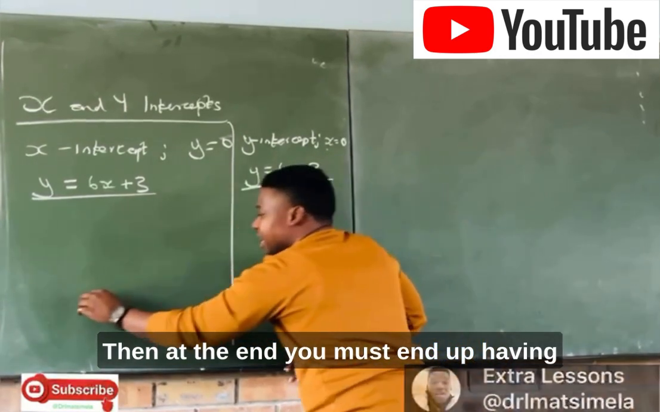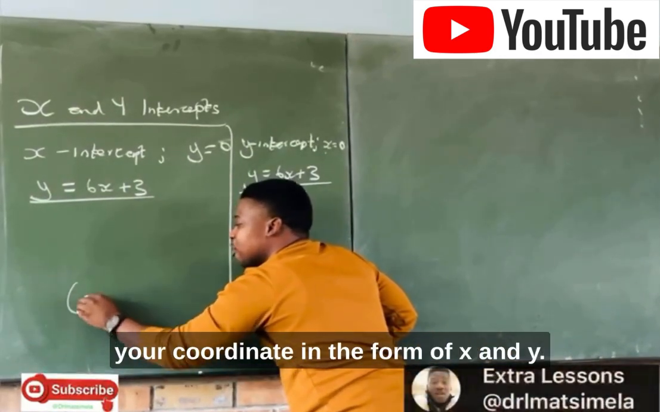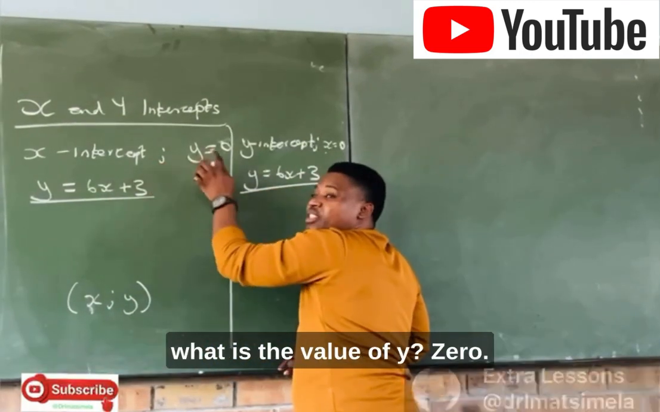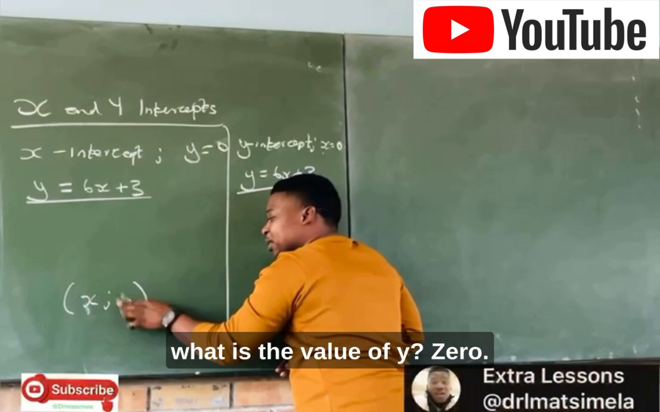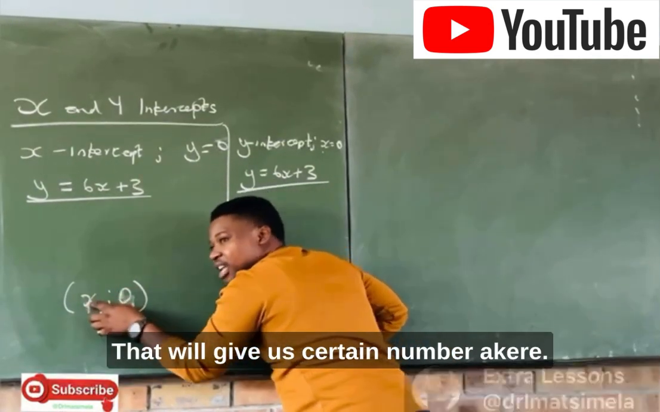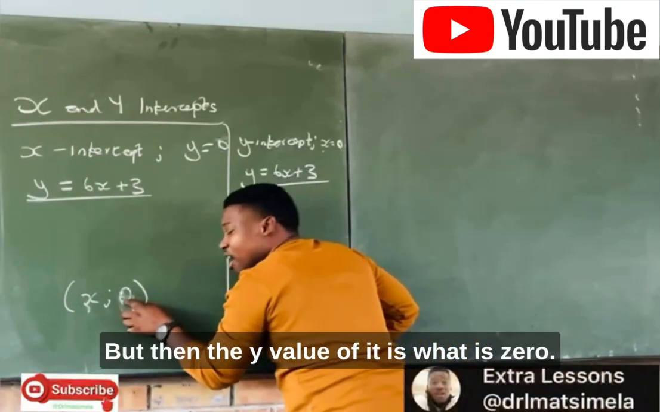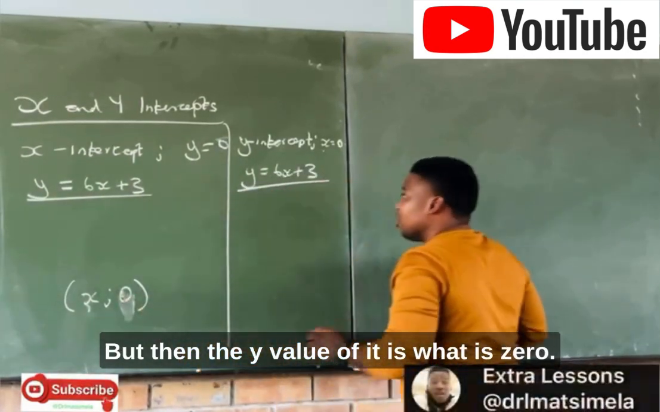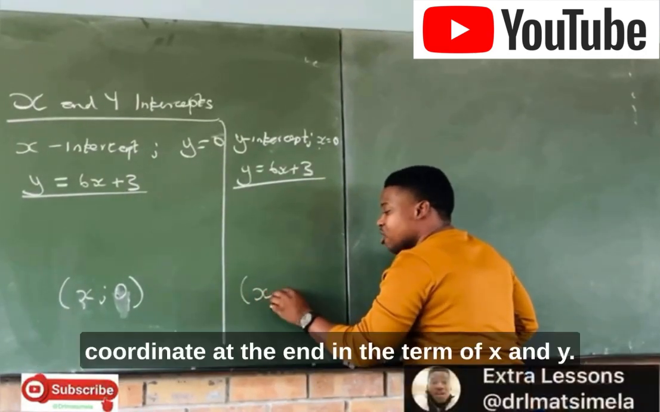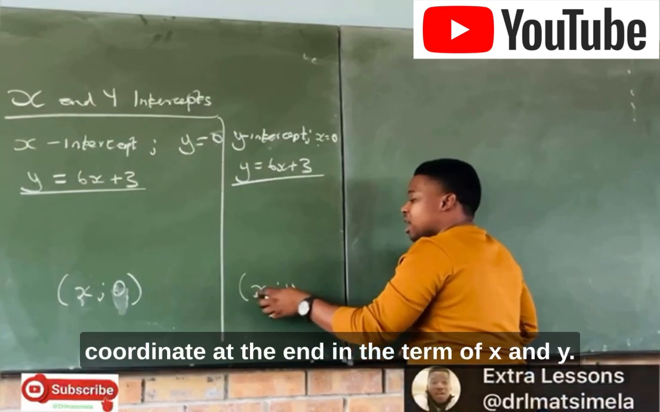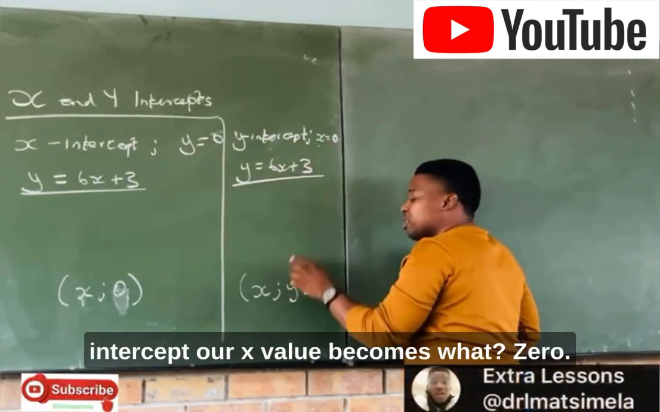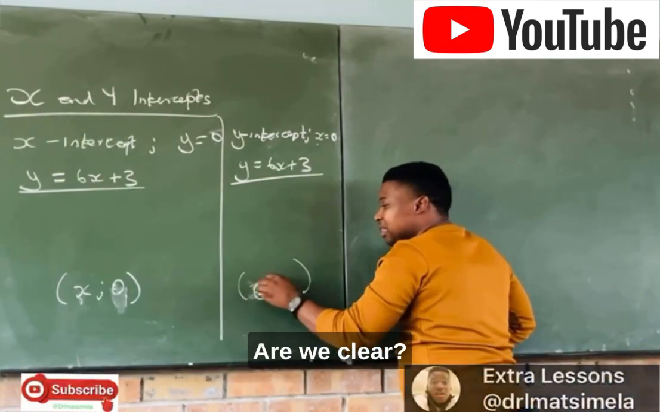Then at the end, you must end up having your coordinate in the form of x and y. But automatically on the x-intercept, what is the value of y? 0. So which means we're looking for the unknown value of x that will give us a certain number. But then the y value of it is what? 0. Now on the y-intercept, we are going to have the coordinate at the end in terms of x and y. But we know on the y-intercept our x value becomes what? 0. Are we clear? Yes.